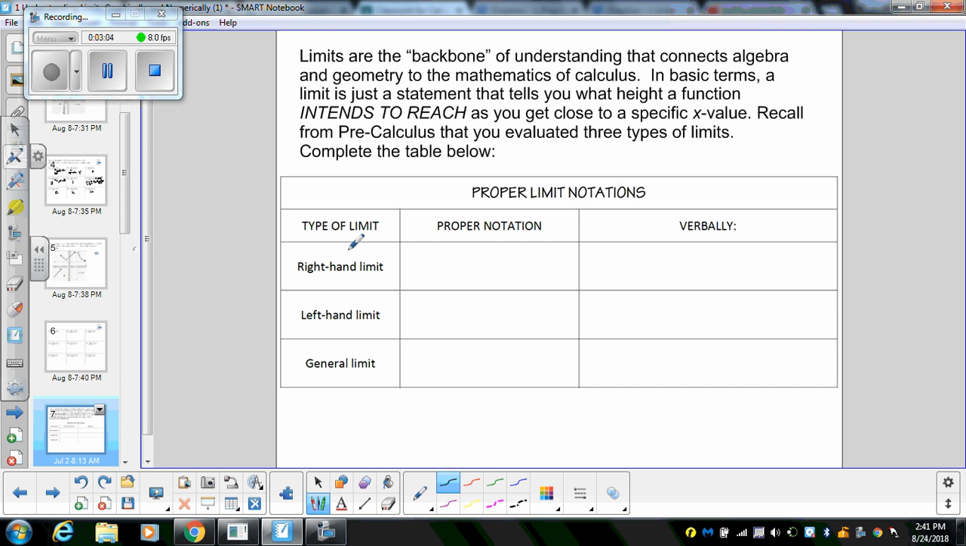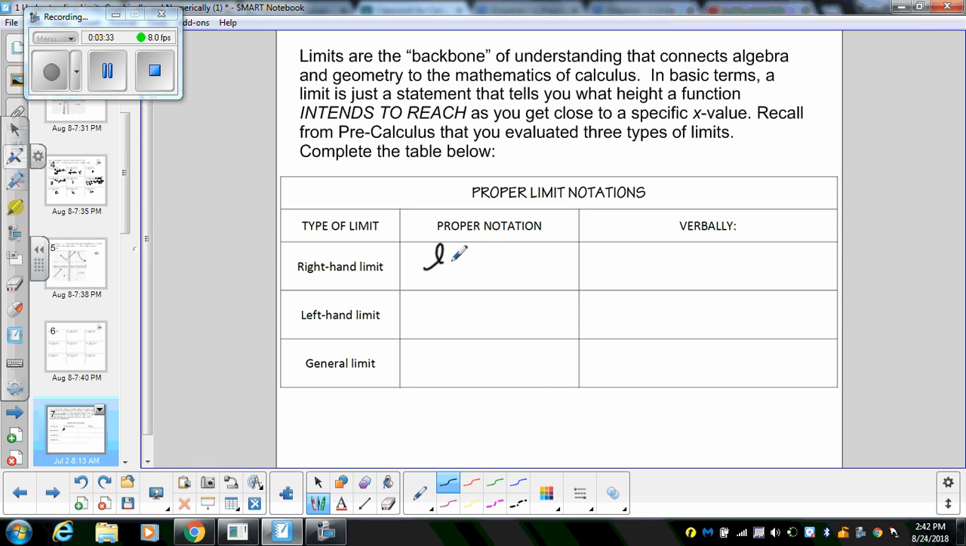Alright, so let's look at this. It says, limits are the backbone of understanding that connects algebra and geometry to the mathematics of calculus. In basic terms, a limit is just a statement that tells you what height a function intends to reach as you get close to a specific x value. Recall from pre-calculus that you evaluated 3 types of limits. Complete the table below. A right-hand limit, again, we talked about this earlier.